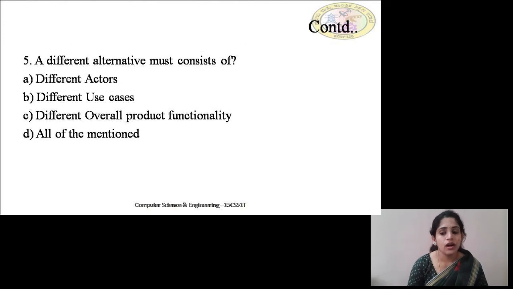Fifth question. A different alternative must consist of different actors, Option B, different use cases, Option C, different overall product functionality, Option D, all of the mentioned. As we know, an alternative must contain the actors, use cases as well as the functionality. The best suitable option for this question is option D.